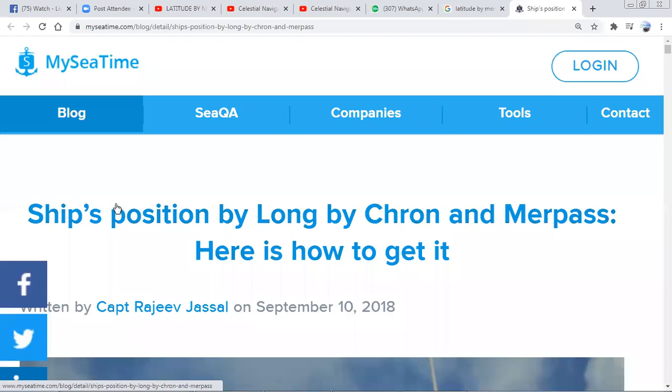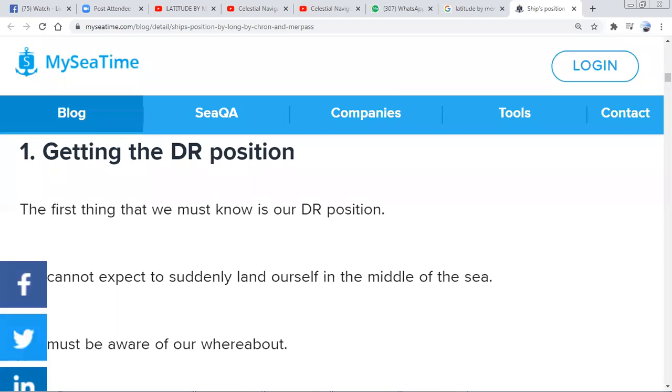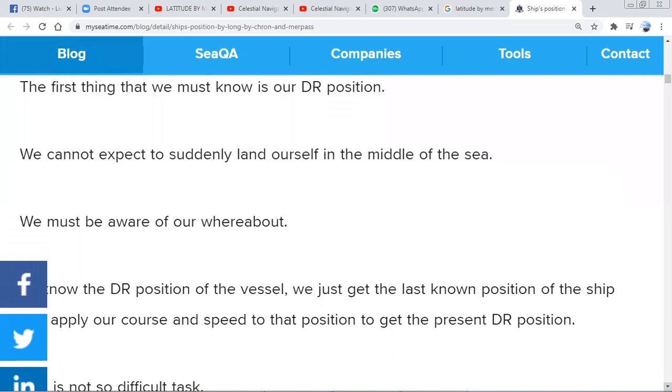So today we are going to start with ship's longitude by chronometer method, celestial observation. That is how to calculate the ship's position by longitude by chronometer, and it is also called Marpas or meridian passage. So let's start. The first step is getting the DR position. DR position, already, dead reckoning.